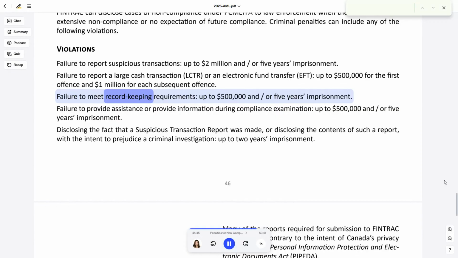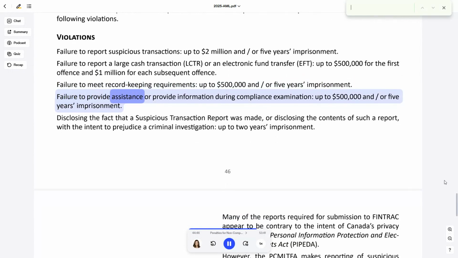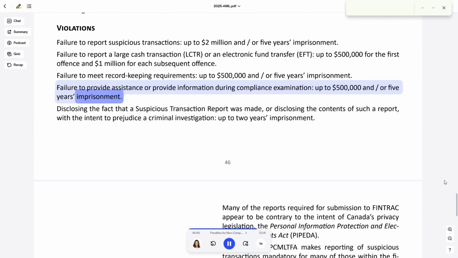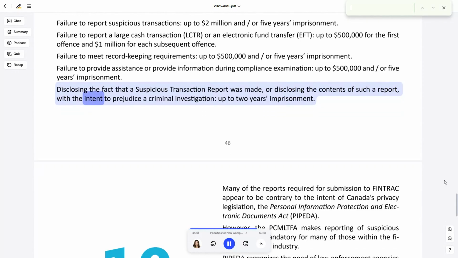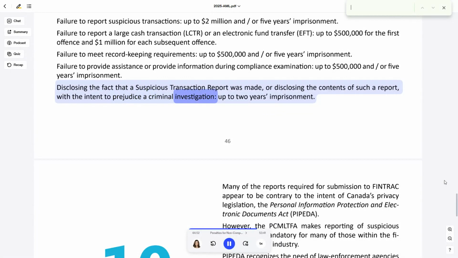Failure to meet record-keeping requirements, up to $500,000 and/or 5 years imprisonment. Failure to provide assistance or provide information during a compliance examination, up to $500,000 and/or 5 years imprisonment. Disclosing the fact that a suspicious transaction report was made, or disclosing the contents of such a report with the intent to prejudice a criminal investigation, up to 2 years imprisonment.